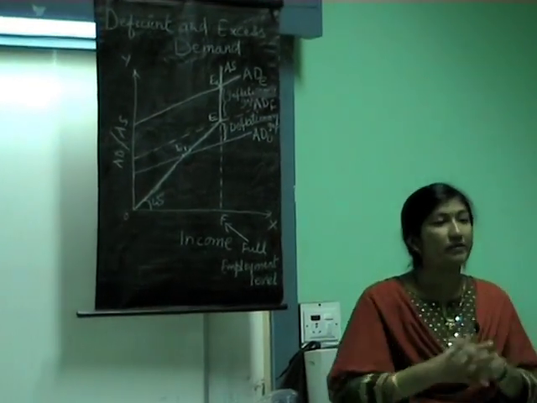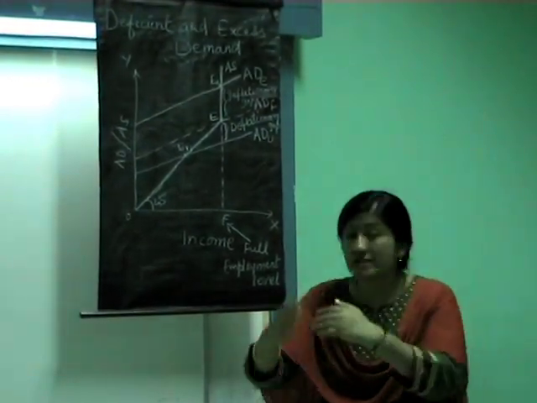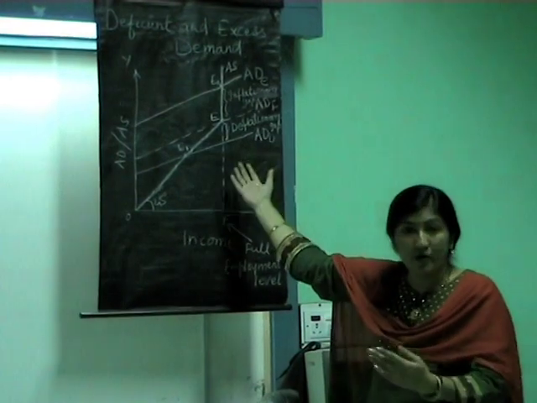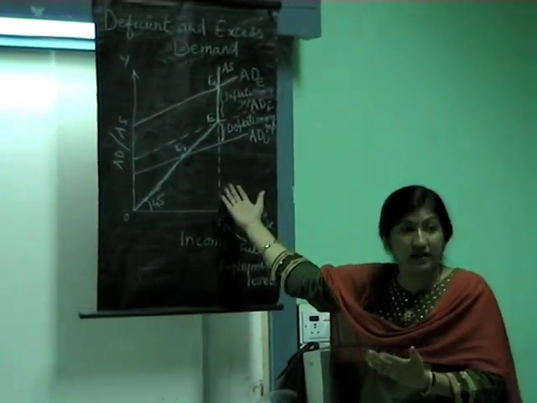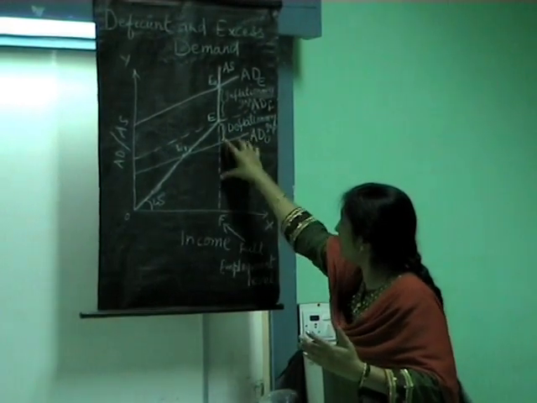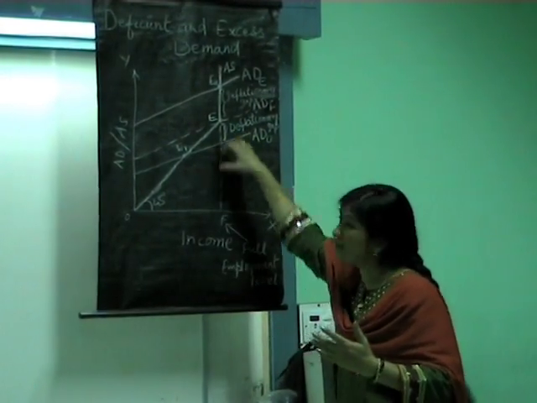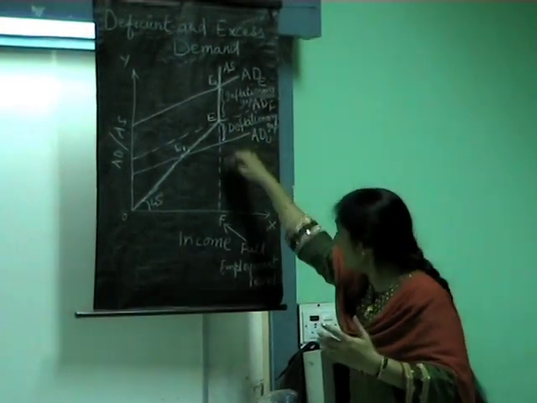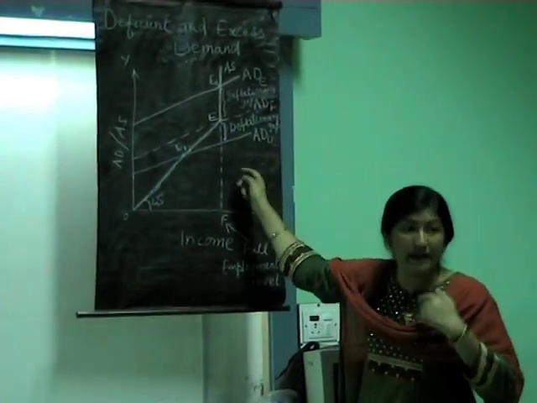If there is an equilibrium between AD and AS, then a situation is created at full employment level. And what do we find at full employment level? This is your AS curve, this is your AD curve. This is AD, and from here to here it is AS. So your AS is exceeding your AD.